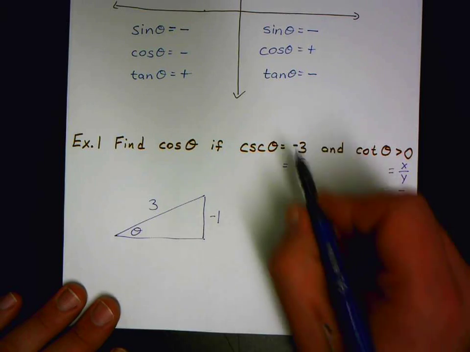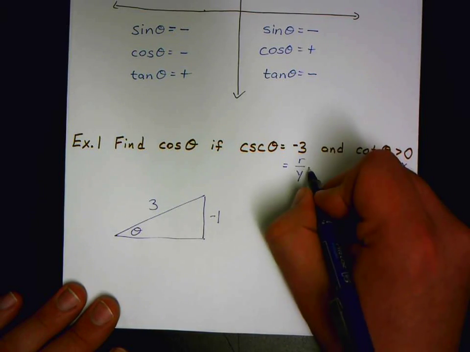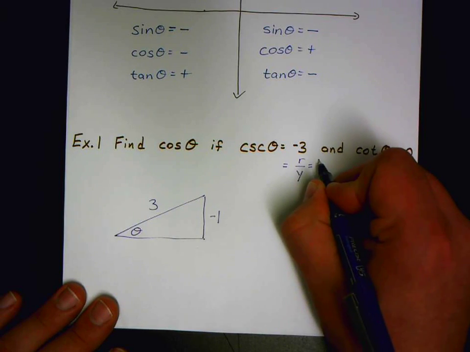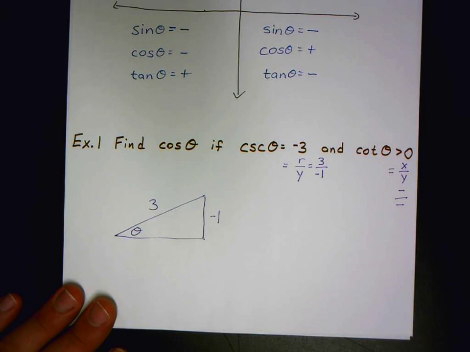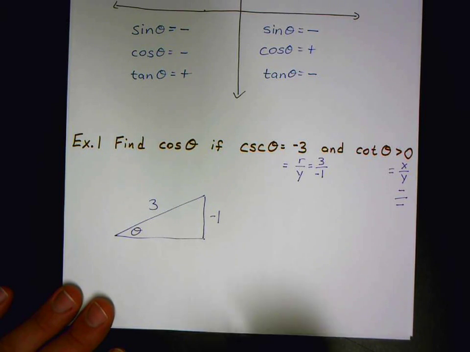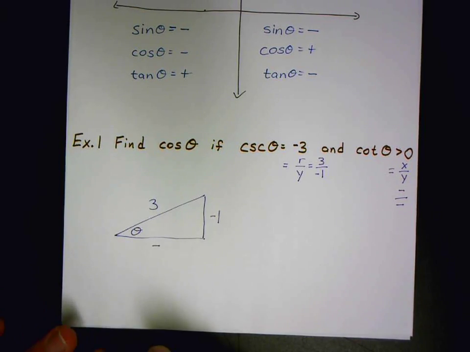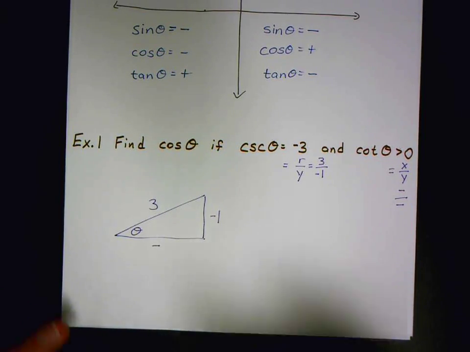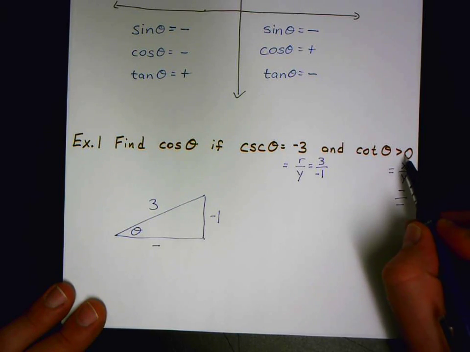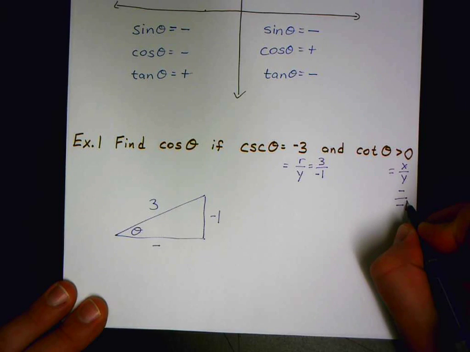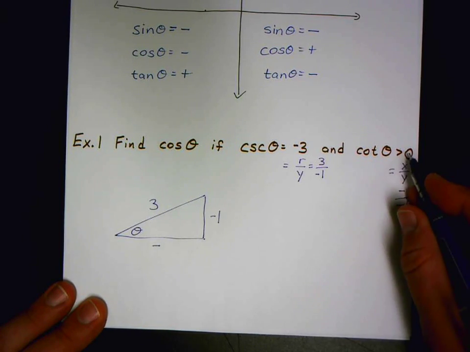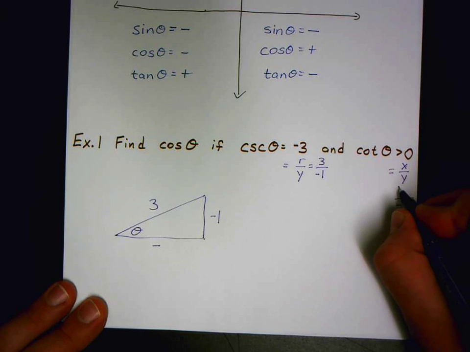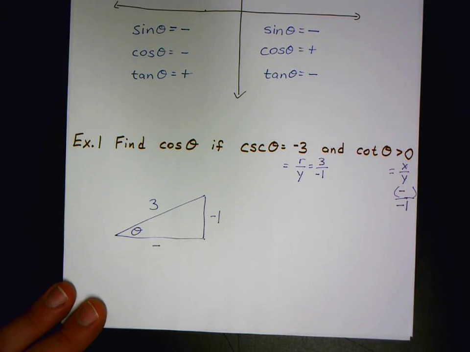Cosecant is r over y. So since this is -3, that means that this has to be 3. This always has to be positive, so that means that this has to be a -1. So that means this has to be negative. Because cotangent is positive. Cotangent is x over y. We know that y is -1. So in order for this to be positive, that means that this x value up here has to be a negative value.